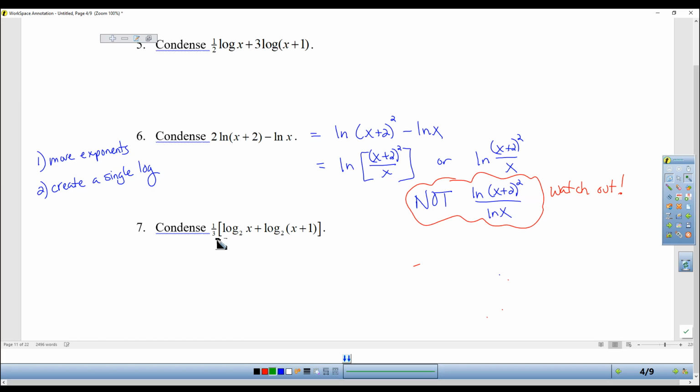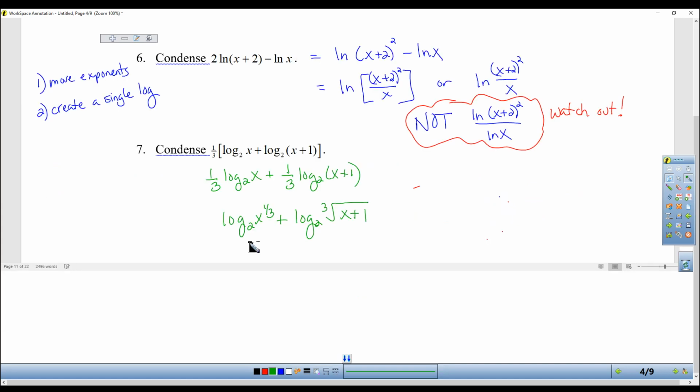Number 7. So this 1/3 needs to be distributed. So we don't have that on our list of steps. It doesn't always appear, but I would do that first. And now it looks like one of our other problems. My second step is to move the exponents. So log base 2 of x to the 1/3. You can change it to cube root if you would like. So I'm going to do that on this one so that you see that you have choices. Either notation is fine with me.